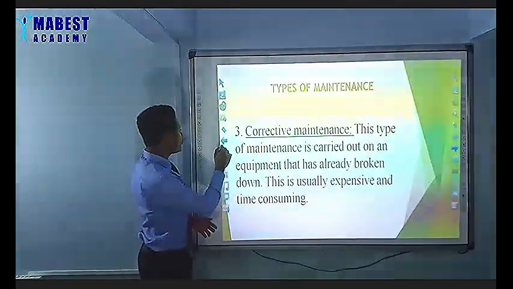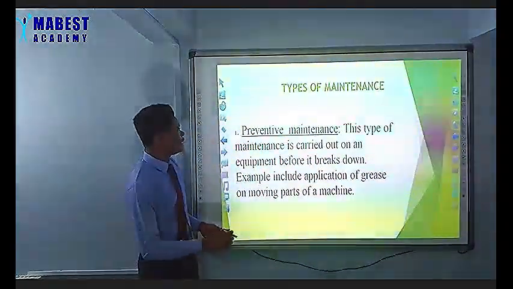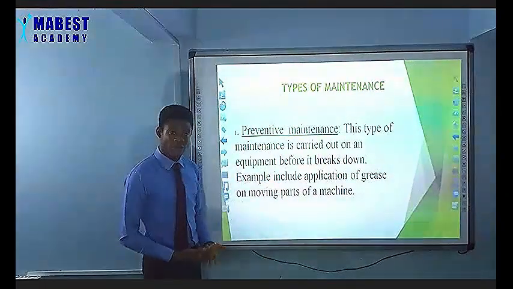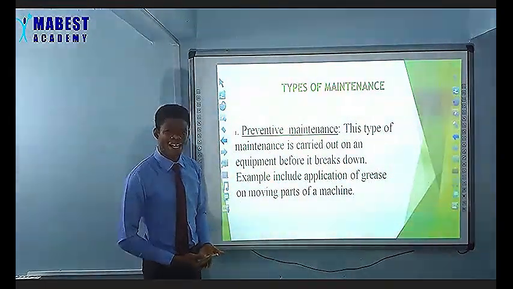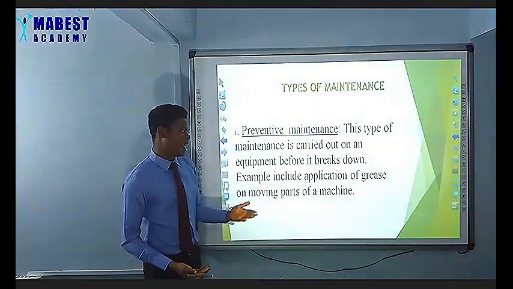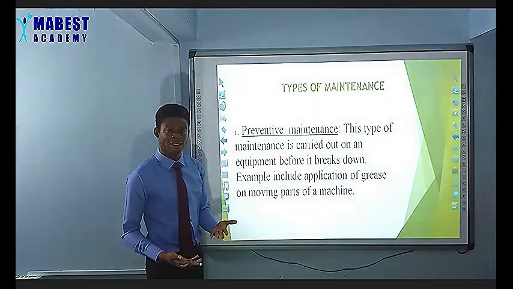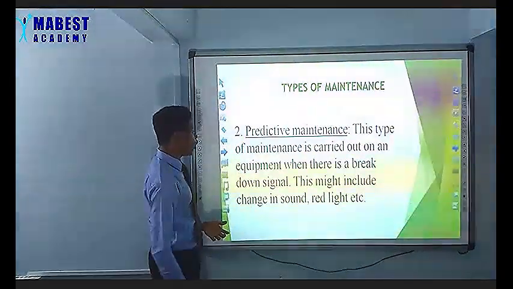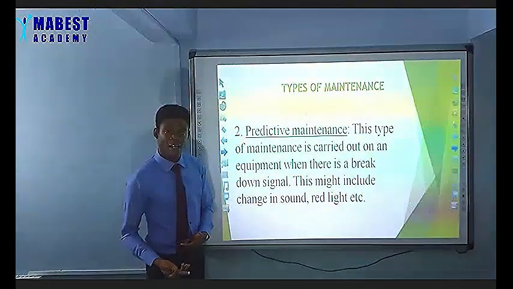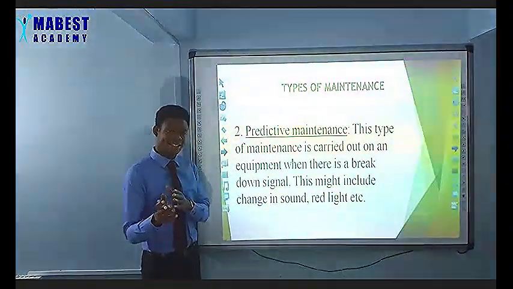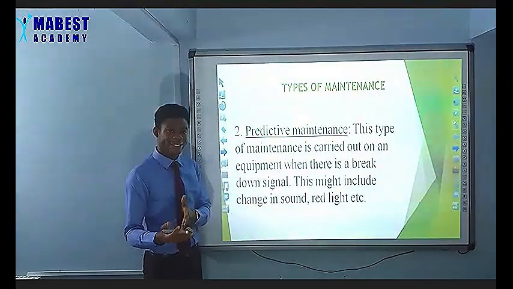So let's quickly recap on the 3 types of maintenance. The first one is preventive maintenance. This is carried out on what? An equipment before it breaks down. Example of this is the oiling of metallic parts of a machine. So the second one is the predictive maintenance. Predictive maintenance is carried out when there is a breakdown signal or a breakdown indication.